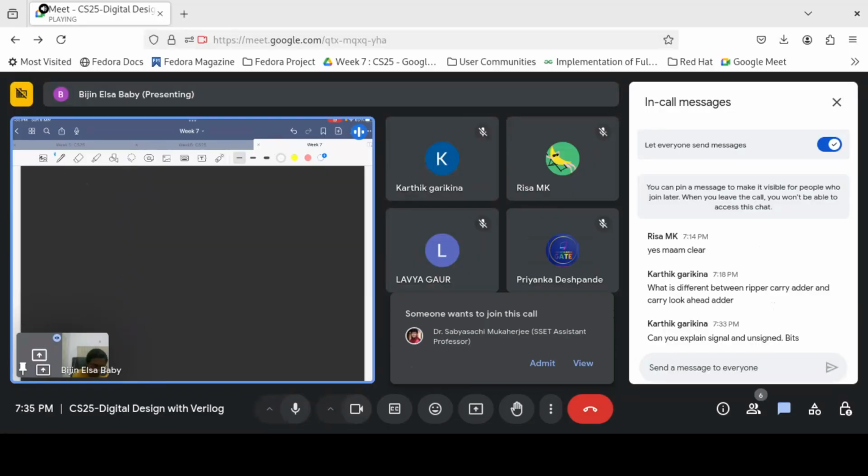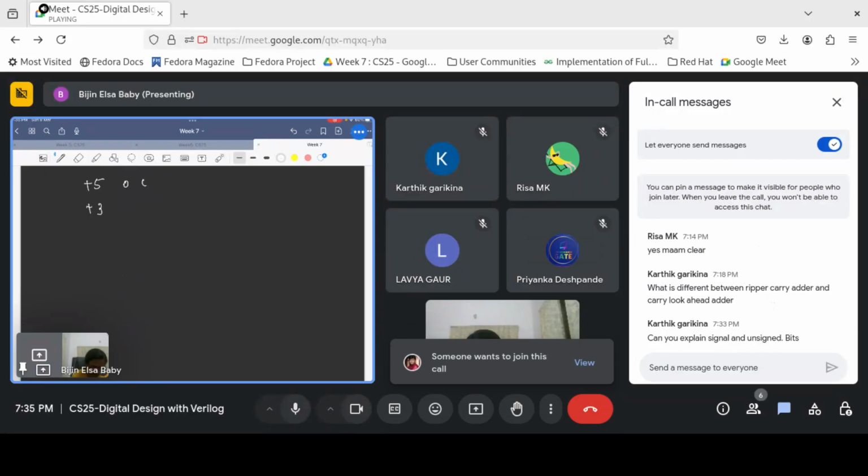Another example is plus 5 plus 3. If we are representing using 4 bits, it's 0, 1, 0, 1. This is a positive number, so you can represent the other the same way. So it will be 0, 1, 0, 0. So there will not be a carry, it will be 0, 0. So this is plus 8. So here there is no overflow.